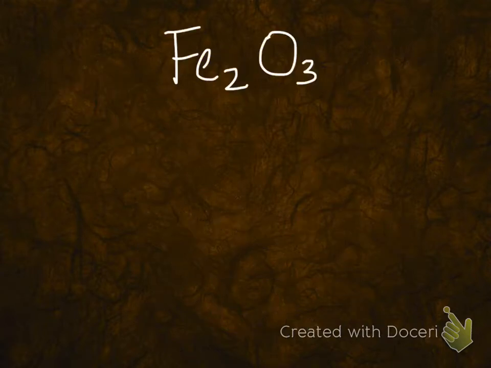So I'm given a formula for Fe2O3. We know it's an iron oxide, but what we don't know is if it's iron(II) oxide or iron(III) oxide. Now, don't leap to any conclusions just yet. I'm going to start off by writing "iron blank oxide."